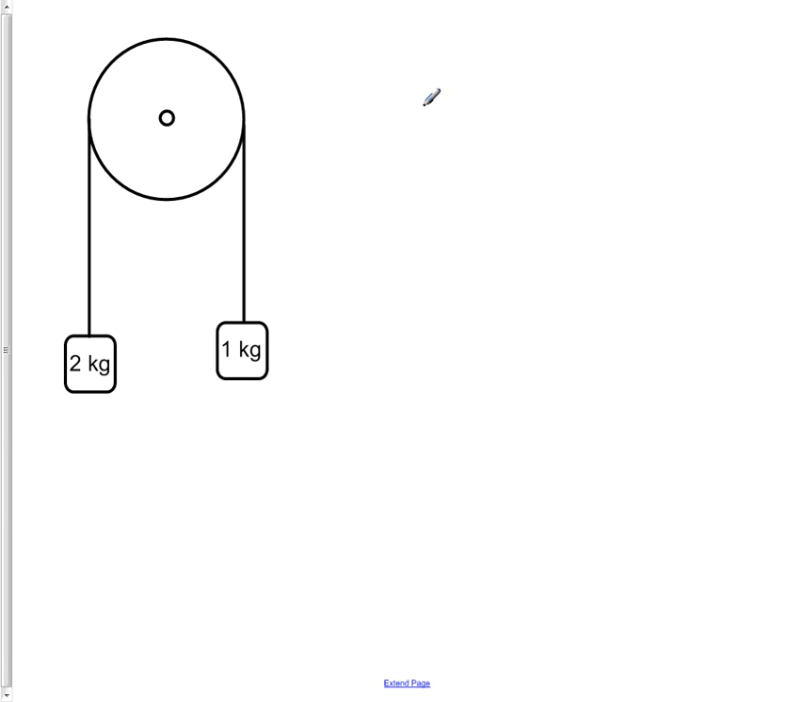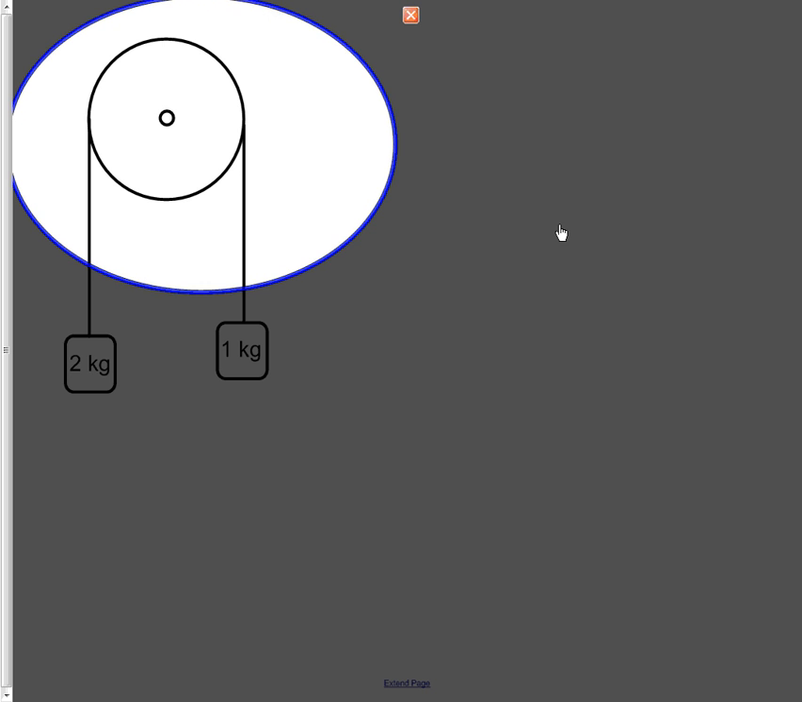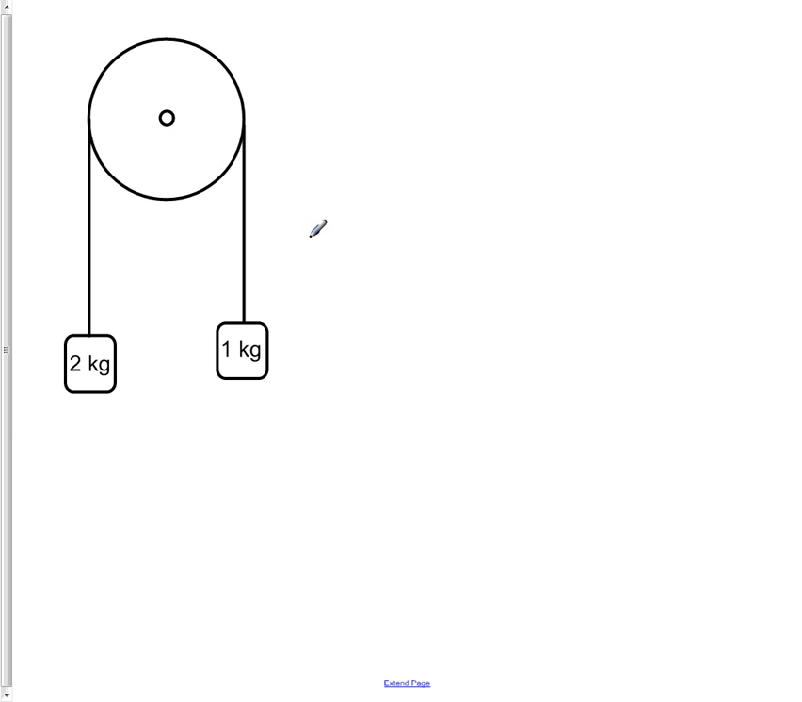We have a pulley with a string over it. The pulley and the string are assumed to be weightless. There is no such thing as a weightless or a massless object, but they're very small compared to other weights or masses in the problem.